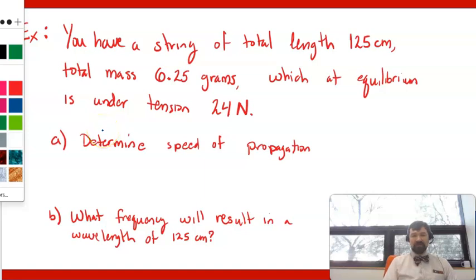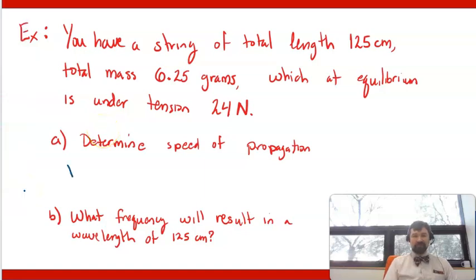Okay, so speed of propagation, we can use v is equal to square root of the force of tension divided by the linear density. In this case, we've been given the length and the mass, so we would actually want to use the other form of the equation, force of tension times the length of the string divided by the mass of the string.